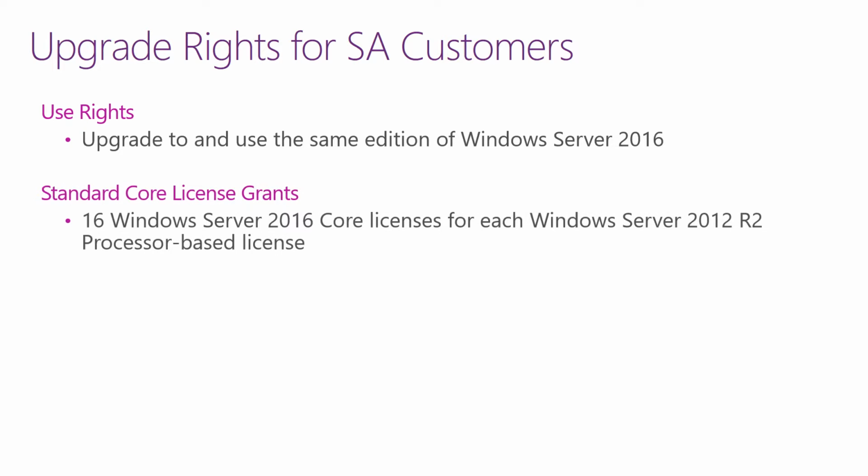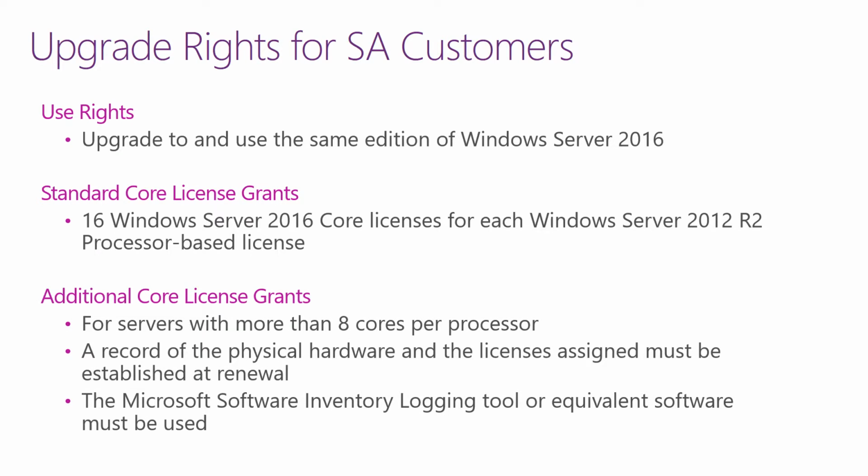Well, there are some standard core license grants made. For each Windows Server 2012 R2 processor-based license that the customer has, they are entitled to 16 of the new Windows Server 2016 core licenses. Now, in certain cases, this will mean that a customer does not receive enough licenses, so there are some additional license grants where appropriate. The most likely time this is needed is when a customer has a server with more than 8 cores per processor.